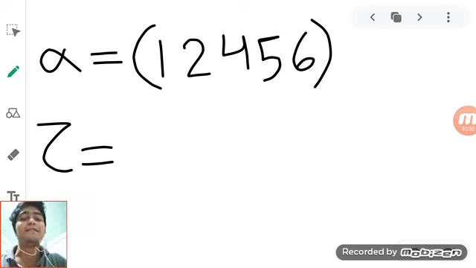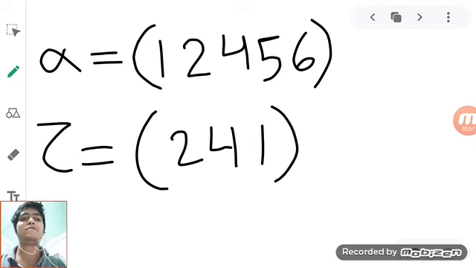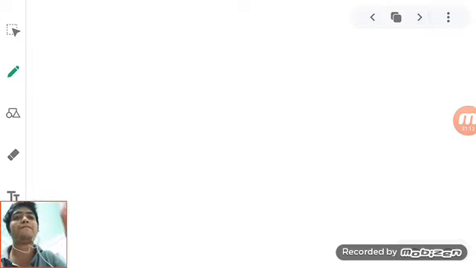Now let's take another element tau, maybe (2 4 1). Over here, 2 goes to 4, 4 goes to 1, and 1 goes to 2, 3 goes to 3, 5 goes to 5, and 6 goes to 6. They are not hidden. Suppose you have to find sigma tau.